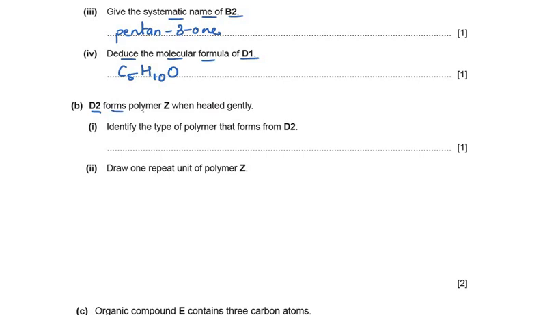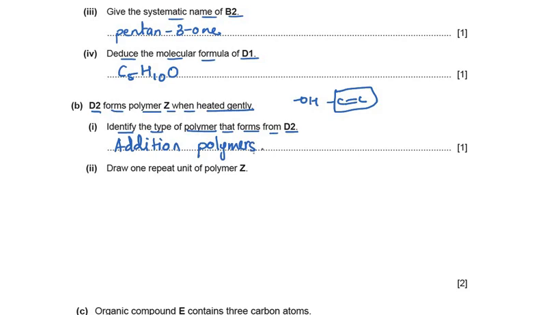Now D2 forms polymer Z when heated gently. Identify the type of polymer that forms from D2. As we know already, D2 has 1 alcohol group and 1 alkene group with a C double bond C. Only a single alcohol cannot form a polymer, so the functional group which forms a polymer is the double bond, that is the alkene group. So the type of polymerization will be addition polymerization, because alkenes form addition polymers. So addition polymers are the type of polymers formed from D2.